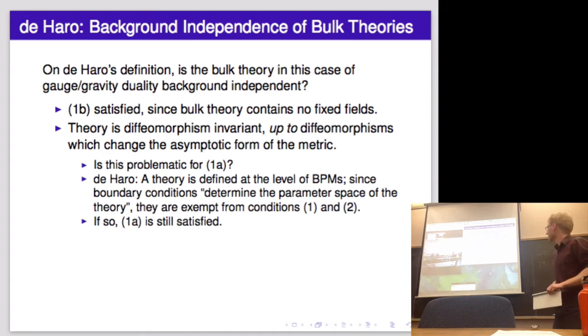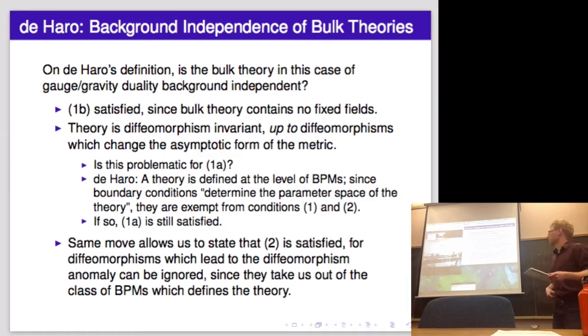But the idea is that if we can spin some kind of line like that, then we can still claim that the theory is diffeomorphism invariant. And indeed, it's clear that once you make that kind of move, you can also make that move to avoid the problems with the diffeomorphism anomaly, because the diffeomorphisms which led to that problem in conflict with Haro's criterion 2 are precisely diffeomorphisms which also change the boundary in some way, so we can ignore those as well. That's Haro's line of how he ends up saying the bulk theories are diffeomorphism invariant and thereby are background independent.